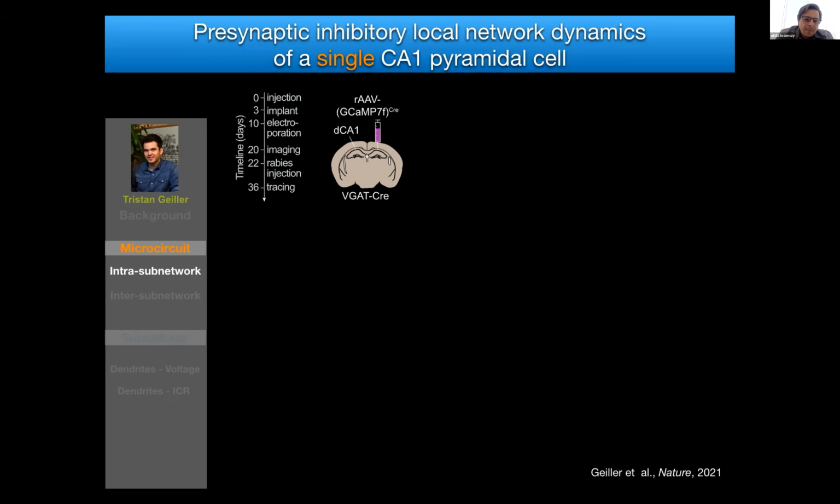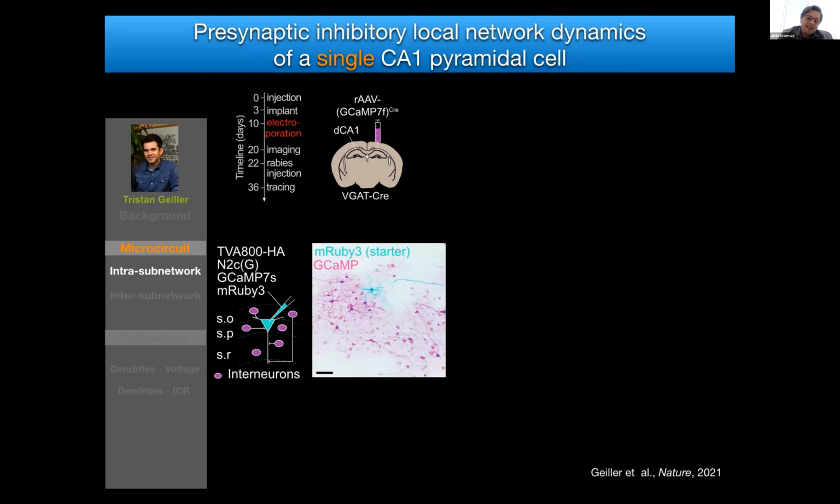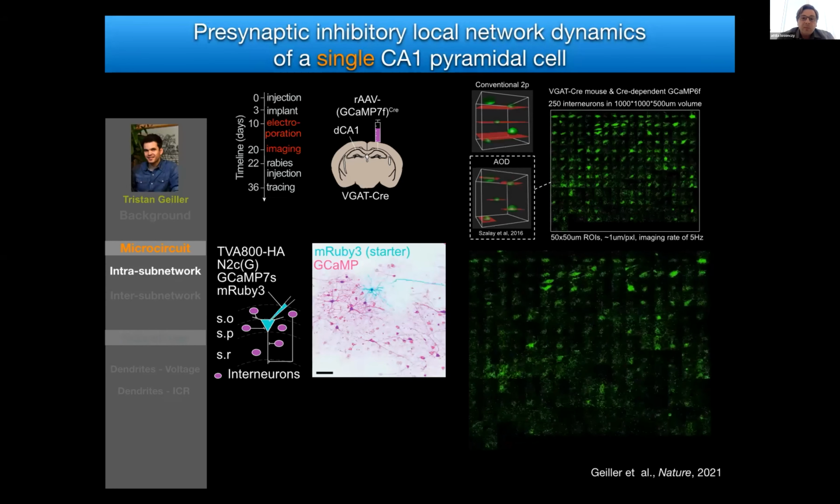So to do this, he expressed a calcium indicator in all inhibitory cells in CA1, and then electroporated a single pyramidal cell with plasmids to express rabies complementation factors, rabies receptor protein G, a red fluorescent protein, and a green calcium indicator. And then mice were trained to run on a treadmill, and he used large-scale volumetric 2-photon calcium imaging to image activity of the starter pyramidal cell and all the surrounding local interneurons.